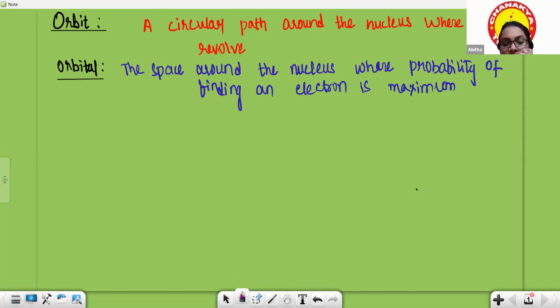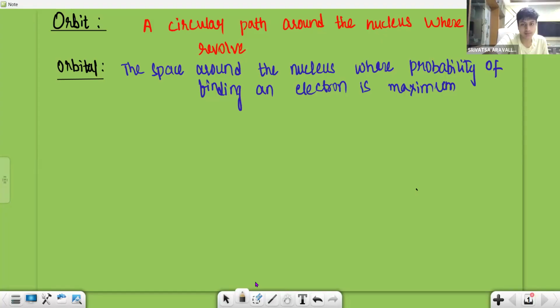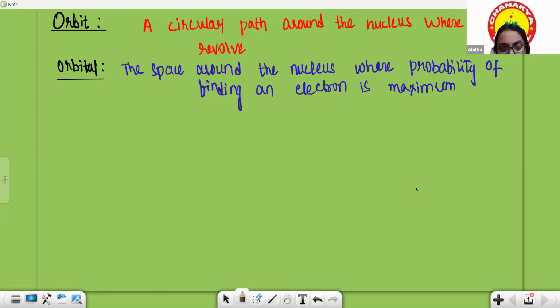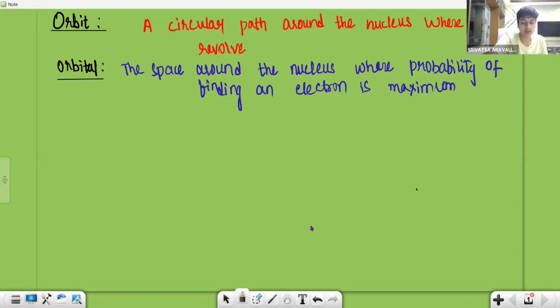Your energy seems low. What happened, Srivatsa? You didn't have your dinner yet? I didn't have yet. Oh, that's why your energy is low.